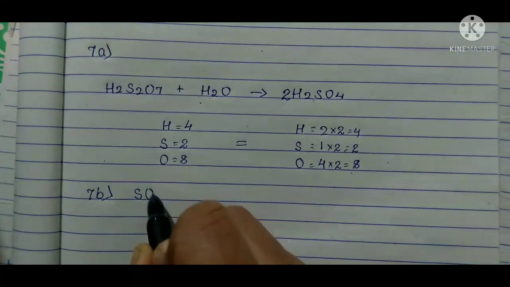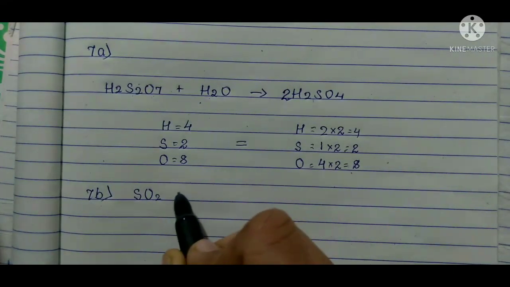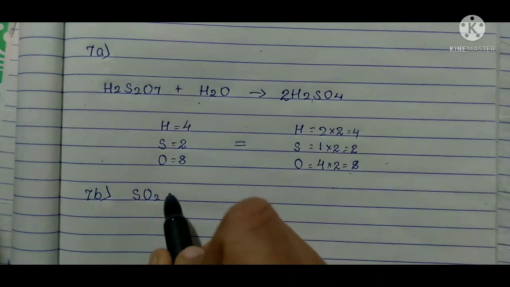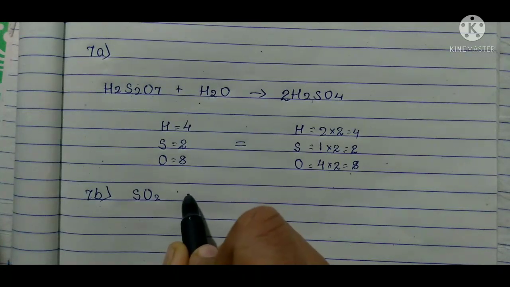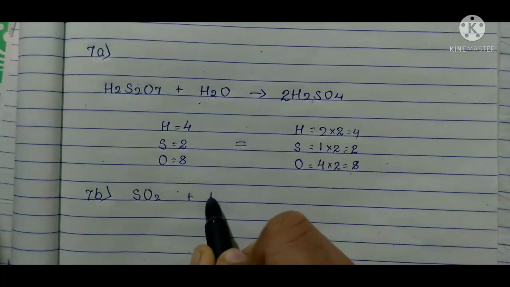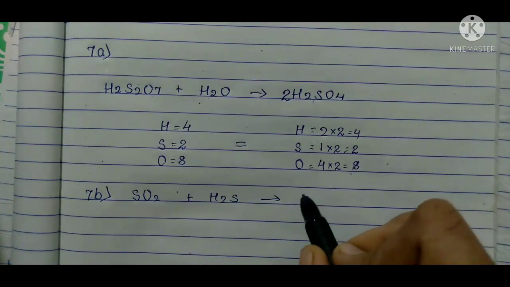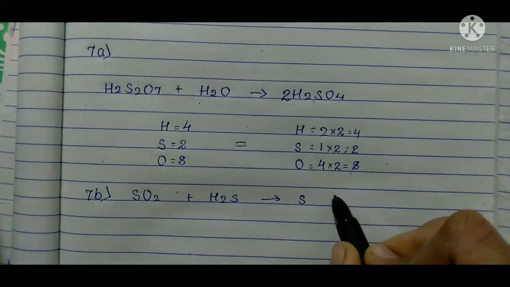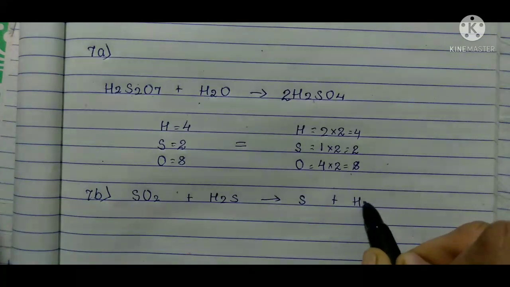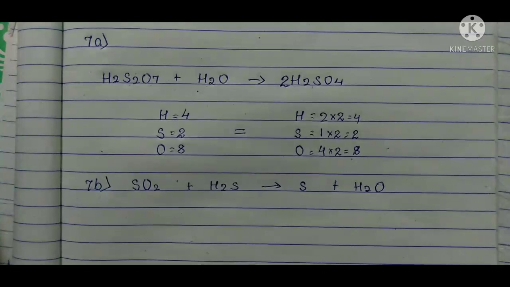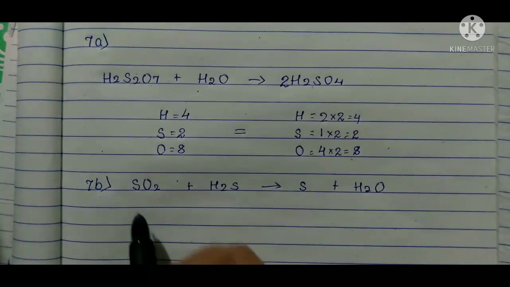Sulfur dioxide. Now I am not writing the gaseous, liquid and solid states. You have to write them. Okay. So sulfur dioxide plus hydrogen sulfide, it will give sulfur plus water. This is given in your textbook. Okay, now let us balance it. You can also balance along with me.